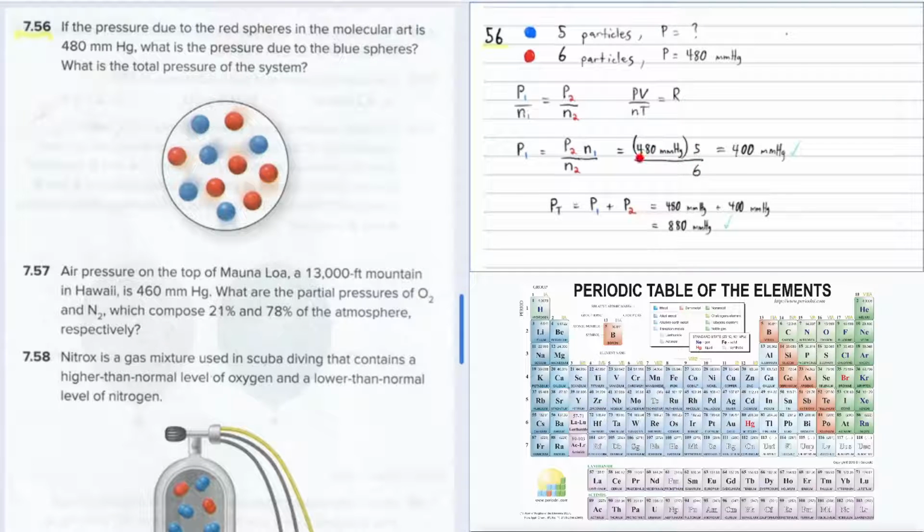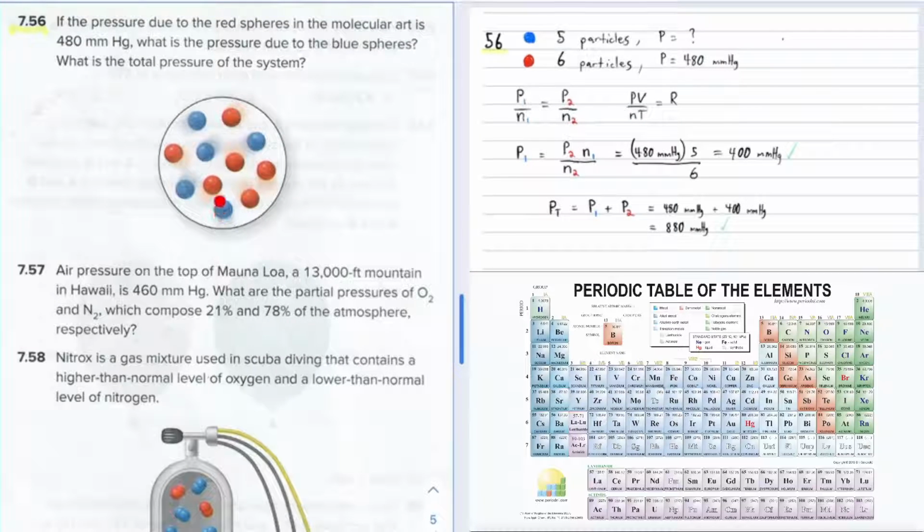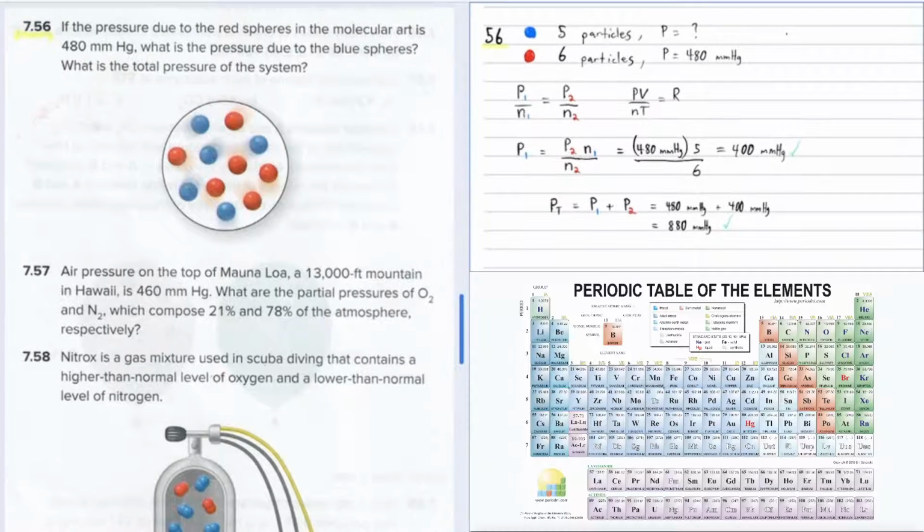And so you got 480 millimeters of mercury times 5 over 6 gives you 400 millimeters of mercury, and that's the pressure of P1. It makes sense that the pressure of P1 is a little bit smaller than the pressure of P2 because you got a little bit less blue particles versus red ones. So they'll exert a little bit less pressure.